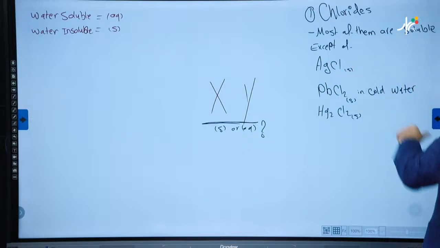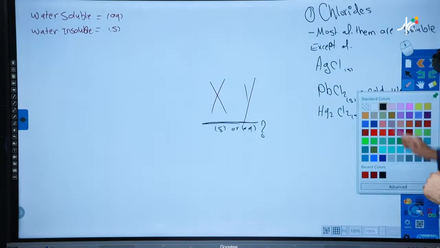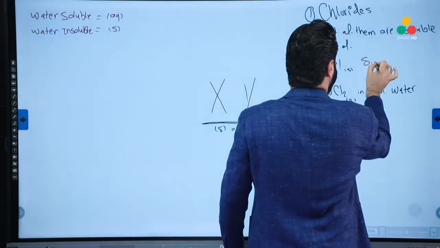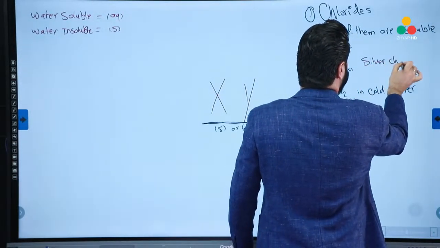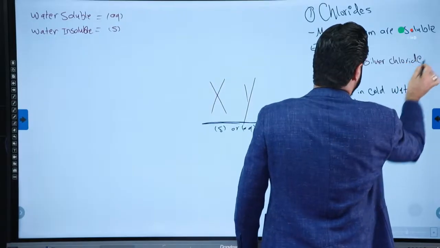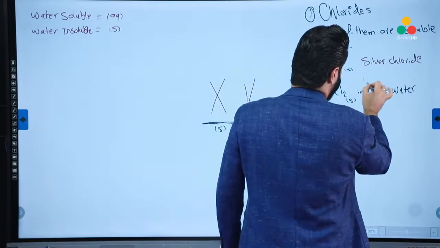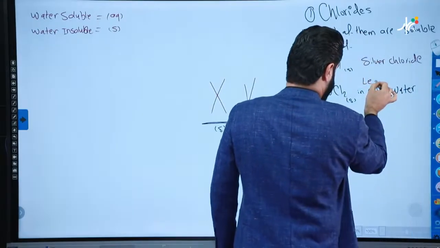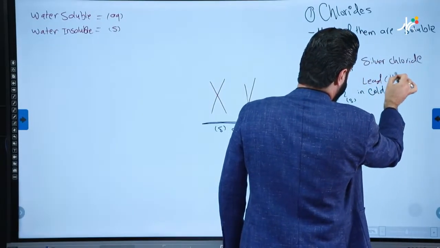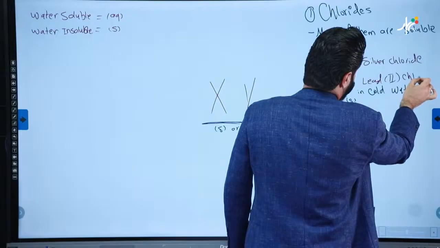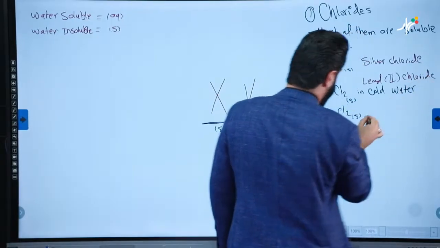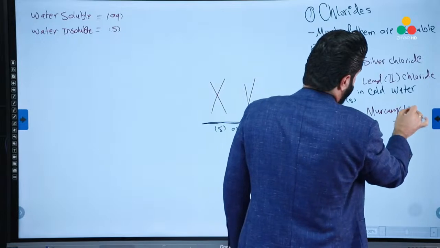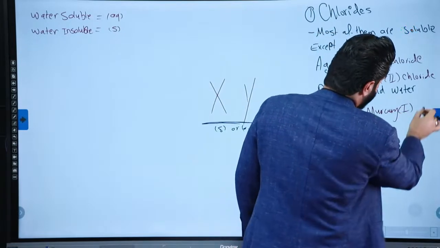Let's have their names. Okay, look at this. The names are important. This one, silver chloride. This one, lead(II) chloride. And the third one, mercury with the charge of +1 chloride.